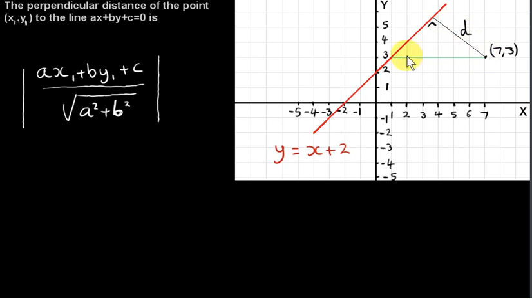We are going to find d by considering this right angle triangle. We're going to look at the horizontal distance of the point (7, 3) to the line. Let's see how to get this horizontal distance. Well, we know that the y value of this point is 3, and the y value of this point is also 3, because the line is horizontal. So what we need to do is to find the x value of this point.